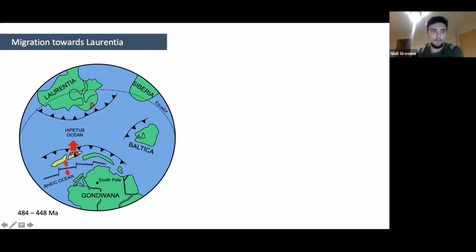And so we push north as the Iapetus Ocean begins to close. In the background, we have the Rheic Ocean opening. So the Rheic Ocean will open between our Avalonian arcs and our other arcs, which are slowly becoming unzipped from Gondwana as well, and following in the same direction. And then we're essentially replacing the Iapetus Ocean with the Rheic Ocean and moving these arcs northwards towards Laurentia. And at the same time, Baltica is also migrating that way as well.